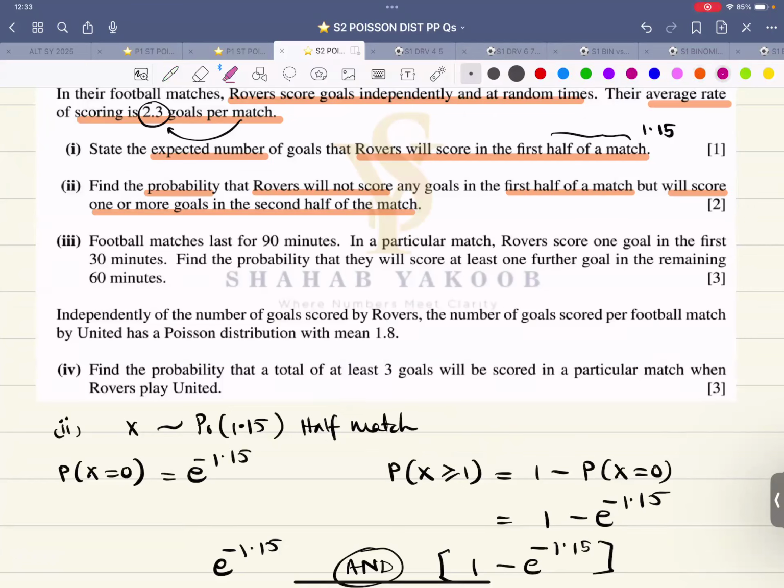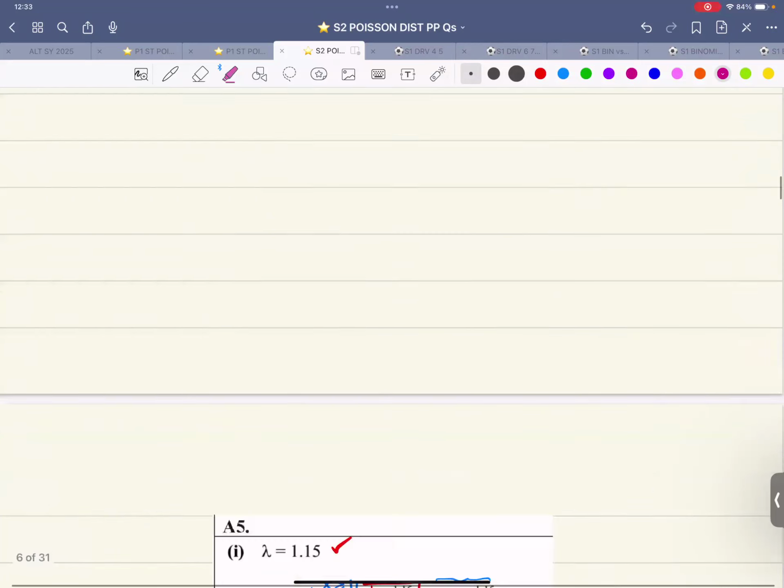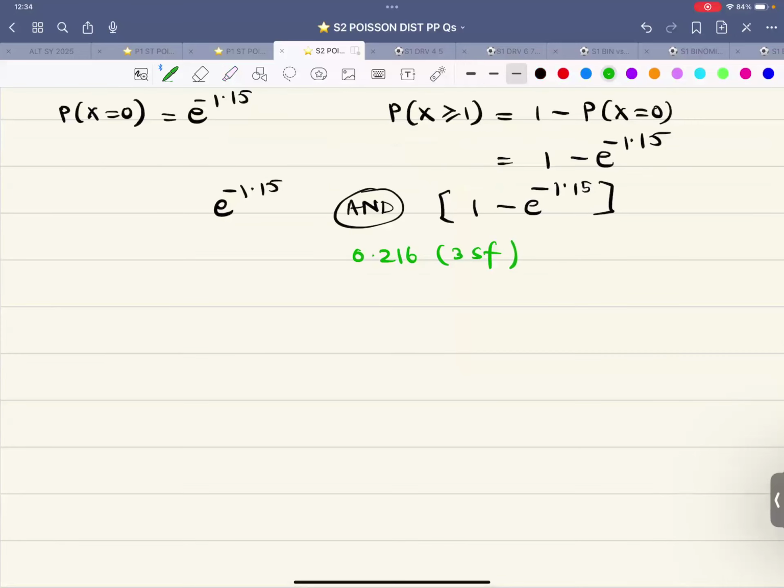Now let's move on. Football matches last for 90 minutes. In a particular match, Rovers score one goal in the first 30 minutes. Find the probability they will score at least one further goal in the remaining 60 minutes. So we are interested in scoring one further goal. Okay. So now 90 minutes, there is 2.3 goals. So this is basically ratio and proportion.